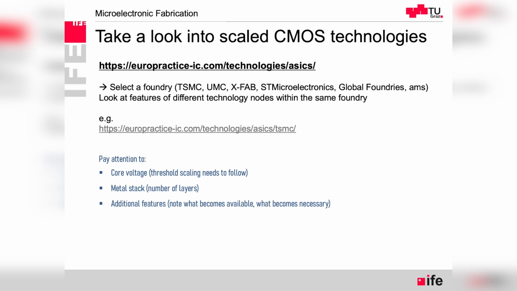So you can choose one technology. For example, there is a link to one of them. Then you can look at the different process nodes offered by this foundry and see how the core voltage has changed, because for each technology node it's given what the supply voltage is, or maybe several supply voltages. Very often we also have high voltage options. Then the number of metal layers is also given. And there are some additional features.